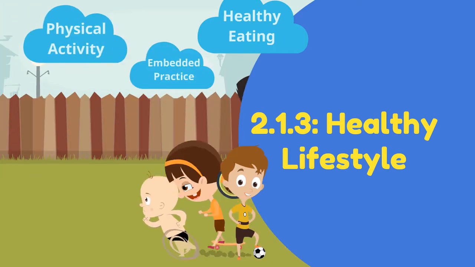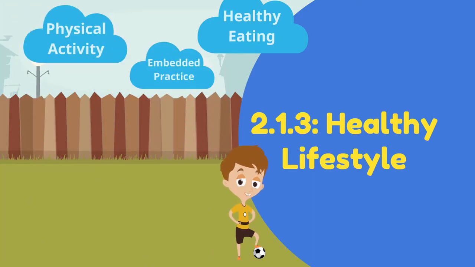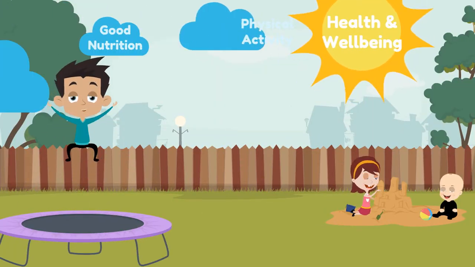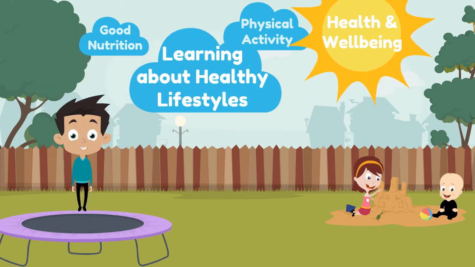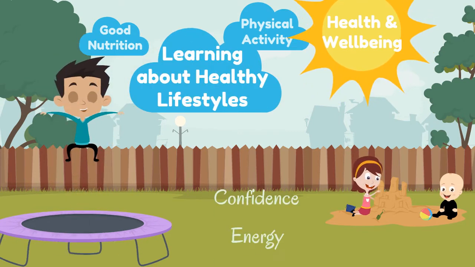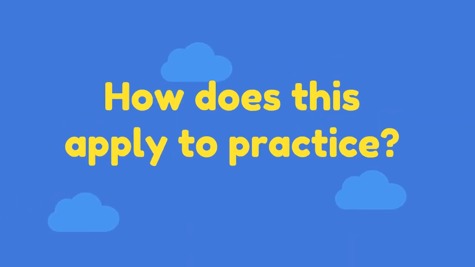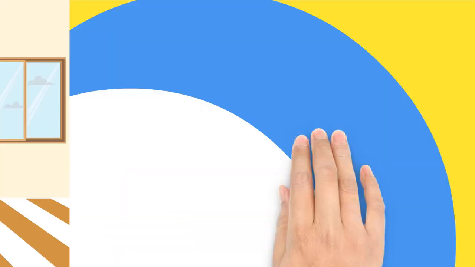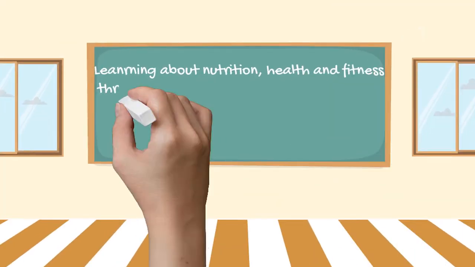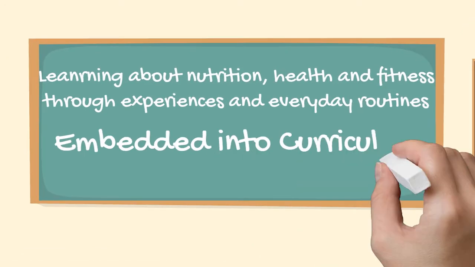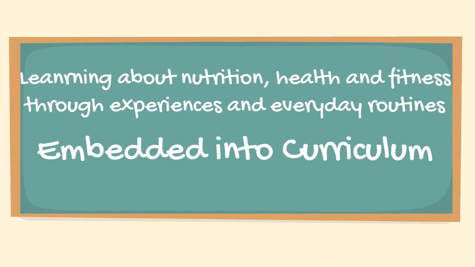It requires educators to embed healthy lifestyle philosophy into their practice and curriculum. Children need to have their health and well-being supported by good nutrition and an active lifestyle. They also need to learn about healthy lifestyles, including nutrition and physical fitness. So to support this and meet the requirements of Standard 2.1, there are many things a setting can do. As outlined in the EYLF, learning about healthy lifestyles should underpin everyday routines and experiences and should be embedded into their curriculum.